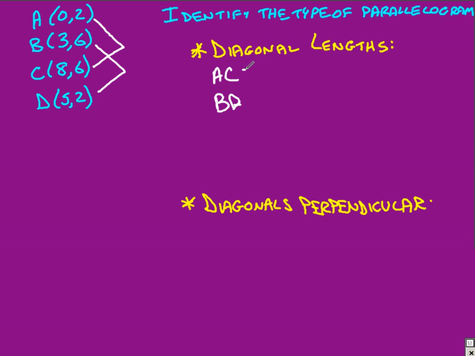Let's start with AC. When I look at that diagonal length, that means I'm doing a distance formula. AC, subtract the x's and square, 8 minus 0 squared, and subtract the y's and square, 6 minus 2 squared. So that means I have here 8 squared is 64, 6 minus 2 is 4 squared is 16, so I have the square root of 80.